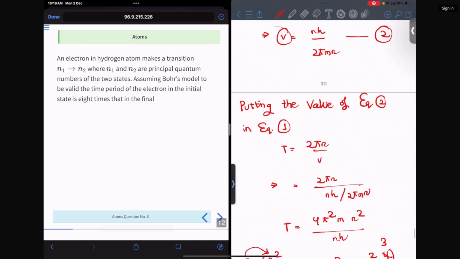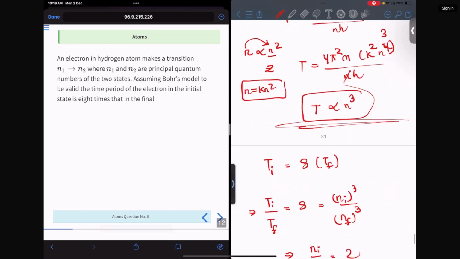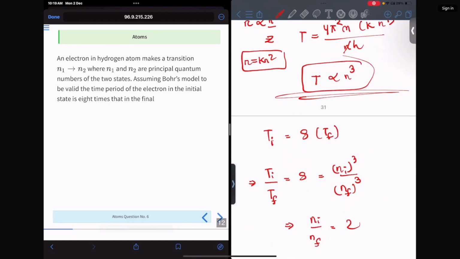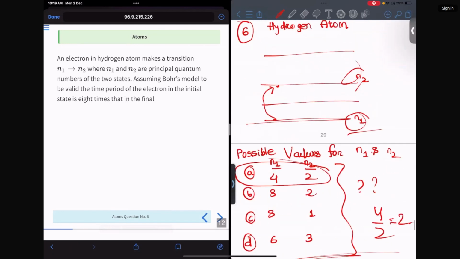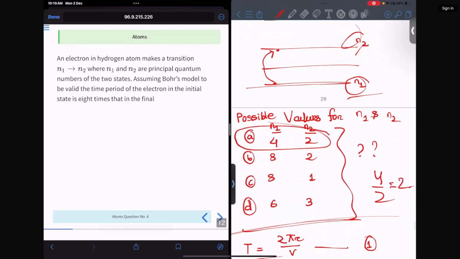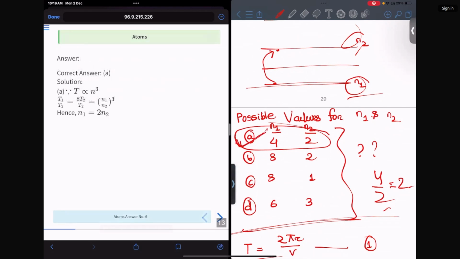Then I did so many things and found out that time period is directly proportional to n cube. So n initial upon n final value is 2. Then you can go back to the options and see which of the following will give you a value of 2 when you divide. Option number A had 4 upon 2, which gives a value of 2. So option number A is correct. I hope this made sense to you.